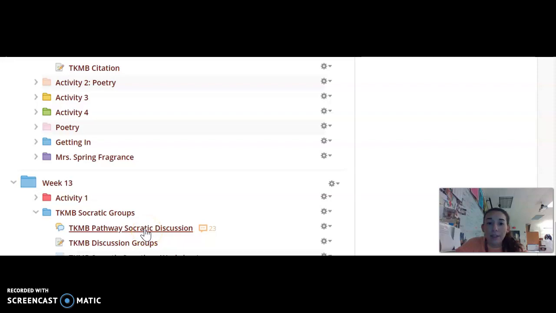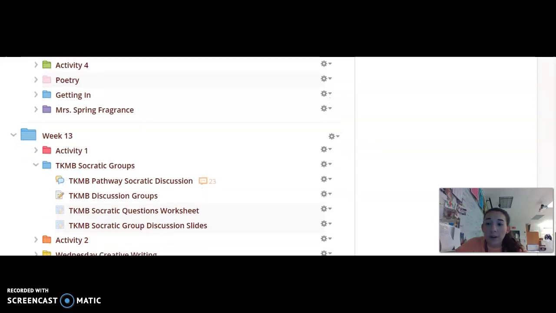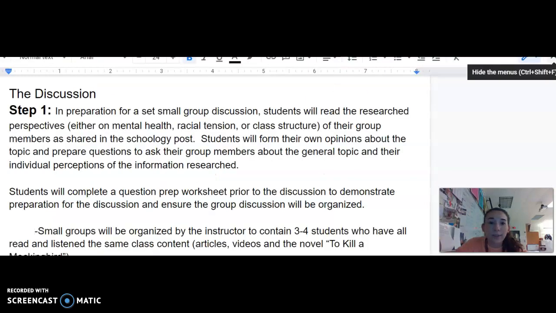In here, you should be able to find your group members' written responses, so that way you can read over them ahead of time before Thursday. And if you're wondering who your group members are, you can find them here on this page. So let's go back to the directions for a second.